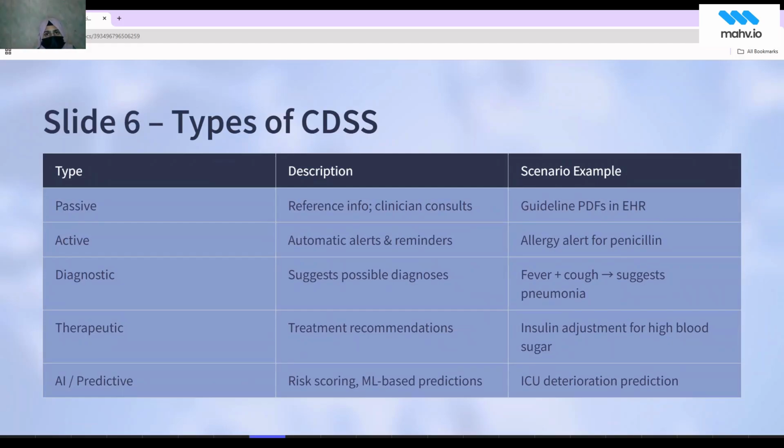So, types of CDS: passive, active, diagnostic, therapeutic, AI, and predictive. In passive, the reference information is what the clinician consults. In active, it is automatic alerts and reminders. In diagnostic, it suggests a possible diagnosis. In therapeutic, a treatment recommendation. And AI predictive, risk scoring and ML-based prediction.